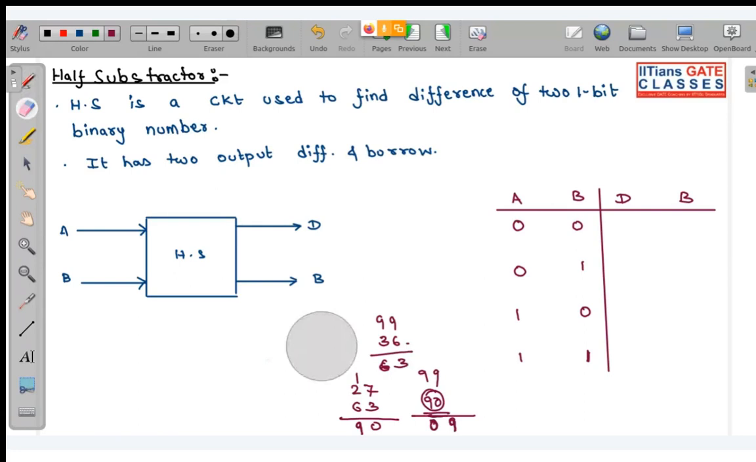So okay, let me take this concept of borrow in the next class. I will try to understand, okay, and I will tell you guys. But today I am not able to remember what is this borrow. Concept of borrow, mathematically I forgot.